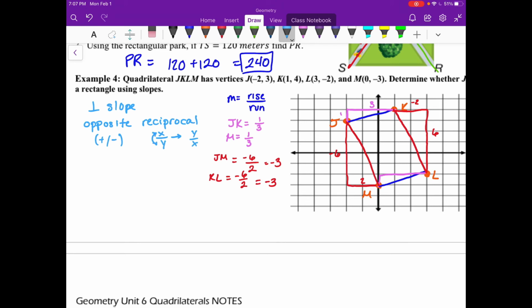So let's take a look at my slope. I'm going to check this one and find the opposite reciprocal. And then if the other one matches, I know I'm good. So the opposite reciprocal of 1/3, so 1/3 is positive, so my new slope is going to be negative. And the reciprocal means I need to change the places of top and bottom. So 3 over 1, which simplifies to negative 3. Does that match my negative 3 slopes here? Yes. So this is a rectangle.